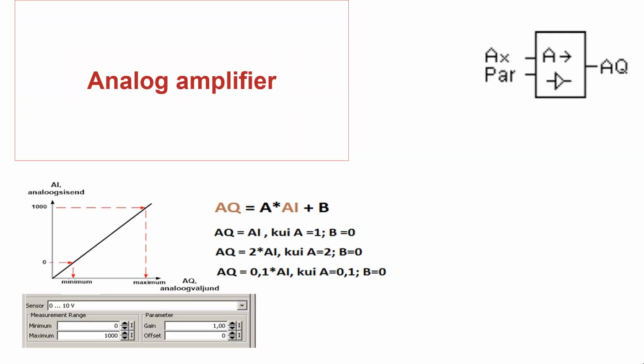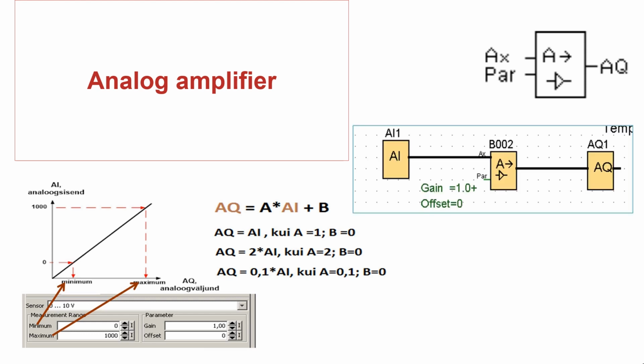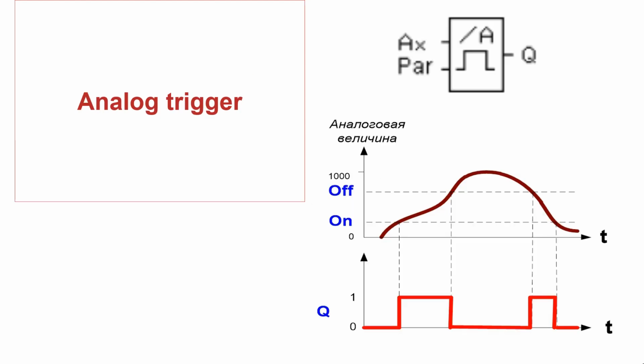The analog amplifier function converts an analog signal with some parameters at the input into an analog signal with other parameters at the output of the function. This changes the parameters of the analog signal. The main parameters of an analog amplifier are gain A and offset B. Analog trigger function: the output of this function is turned on or off depending on the setting of the on threshold and off threshold levels.